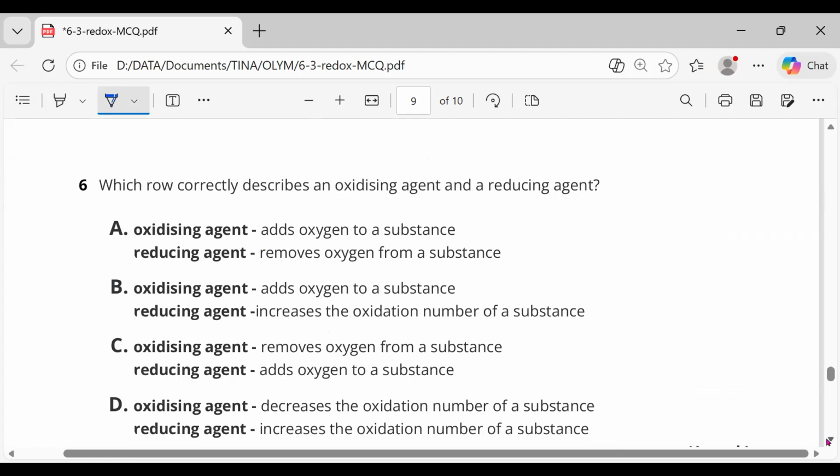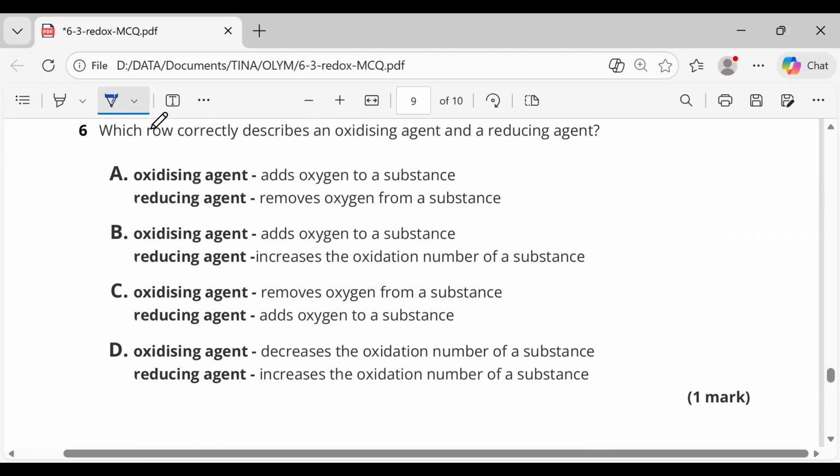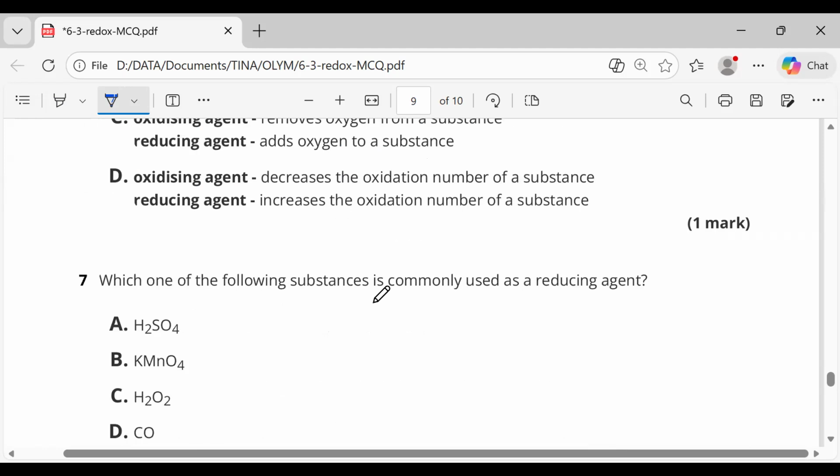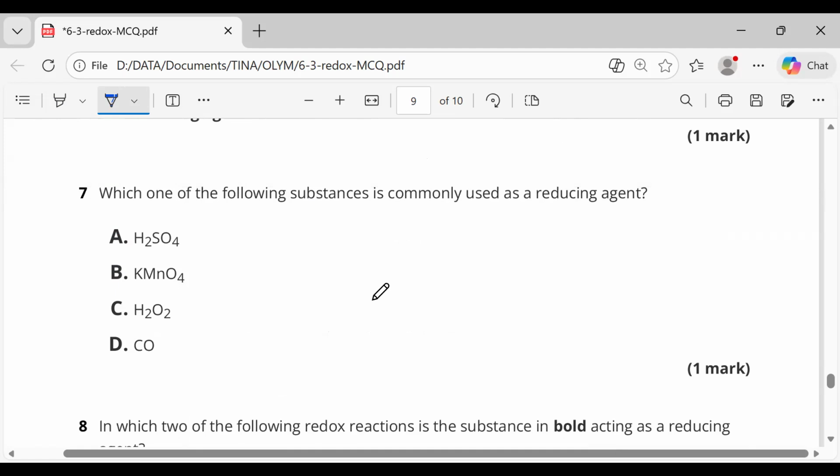Which rule correctly describes an oxidizing agent and a reducing agent? Adds oxygen to a substance, removes oxygen: A. Removes oxygen and adds oxygen, right? It oxidizes somebody else. Which of the following are commonly used as a reducing agent? This one I taught you is hydrogen peroxide. It's not in your syllabus anymore. I got it correct. Very good.